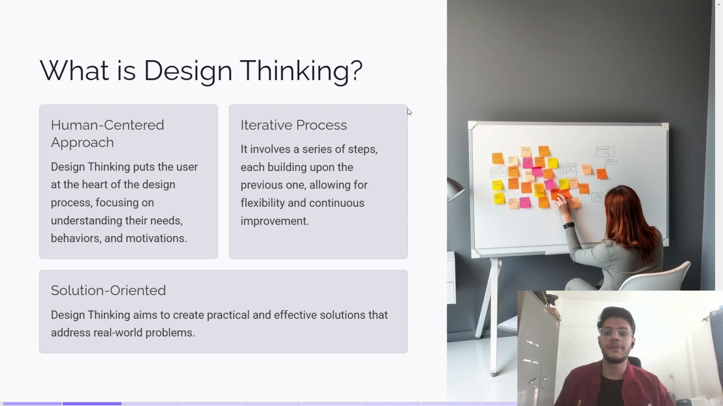What is design thinking? There are basically three parts that come into design thinking. First being human-centered approach, second being iterative process, and third being solution-oriented. Human-centered approach: design thinking puts the user at the heart of the design, focusing on understanding their needs, behaviors, and motivations. Iterative process: it involves a series of steps, each building upon the previous one, allowing for flexibility and continuous improvement. Third, solution-oriented approach: design thinking aims to create practical and effective solutions that address real-world challenges.